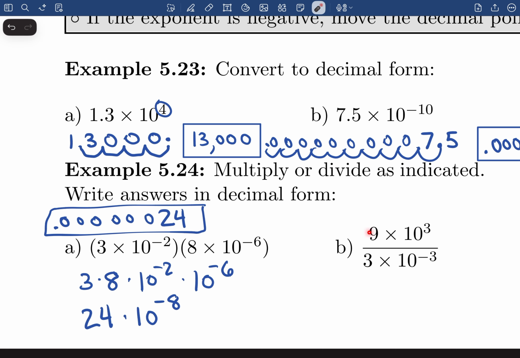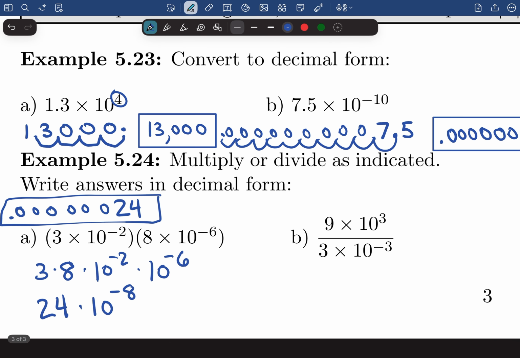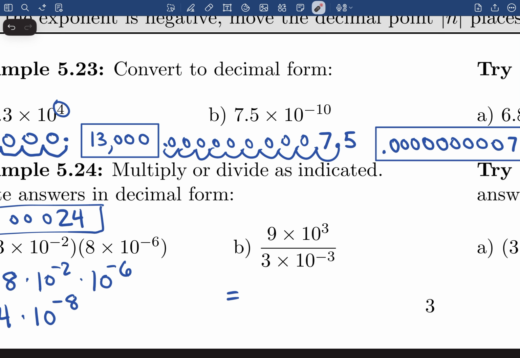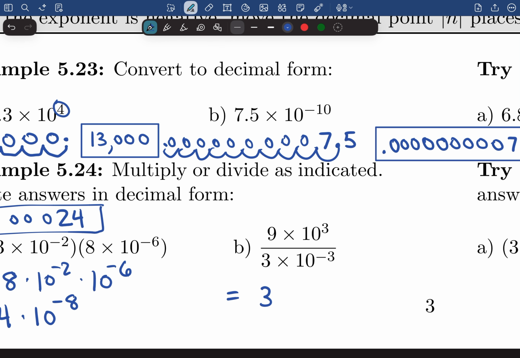Now, we could do the same thing with division. Okay, so we can take the top and divide the bottom. Well, 9 divided by 3 we can do. Okay, and that just becomes 3. And then we could use the quotient rule, 10 to the third divided by 10 to the negative 3. Careful, that's going to be 10 to the 3 minus negative 3. And so that becomes a plus. Okay, so this whole thing becomes 3 times 10 to the 6th.